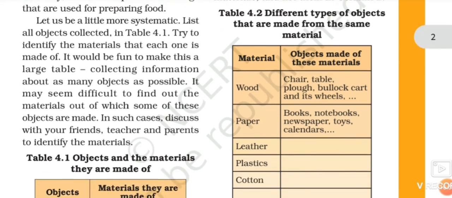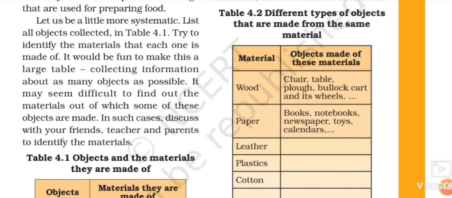First one is wood. From wood so many things are made, but here some of the things are mentioned: chair, table, plough, bullock cart and its wheel. Also you can include your study table, cupboard, your computer table, doors, windows, etc. Then paper. From paper it can be: books, notebooks, newspapers, toys, calendars, magazines, etc. You can also add so many things if you have them at present.